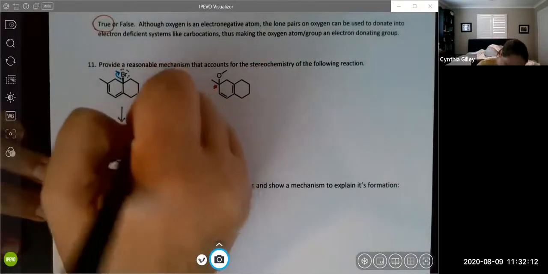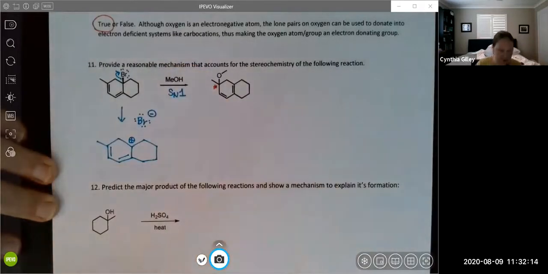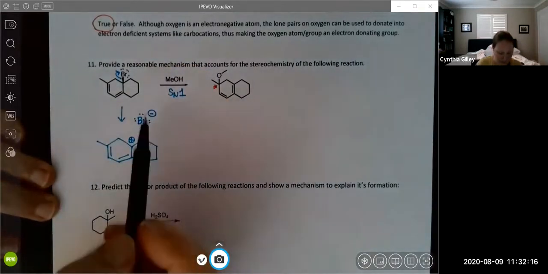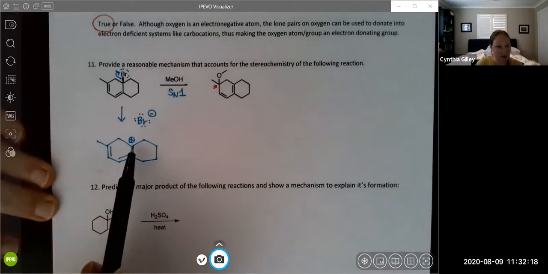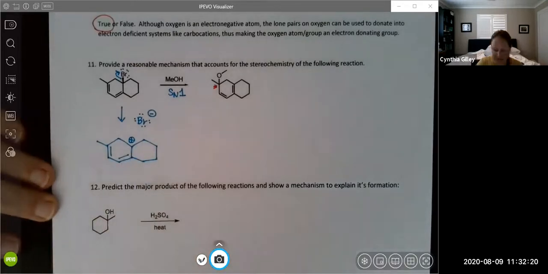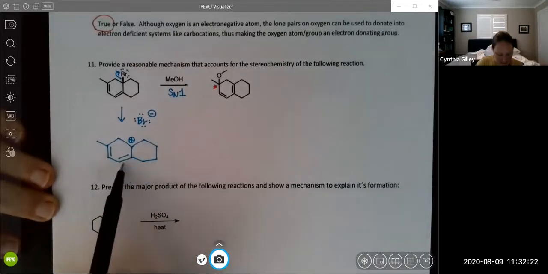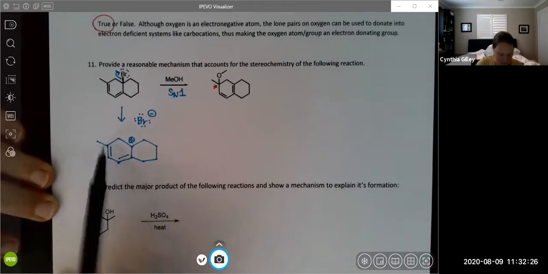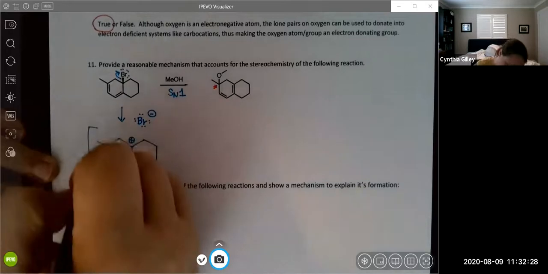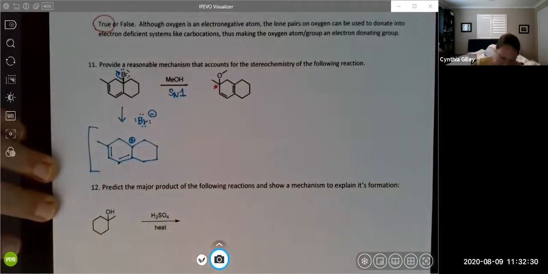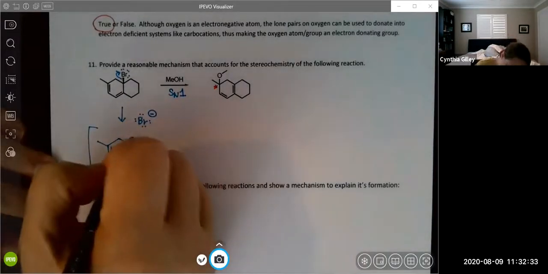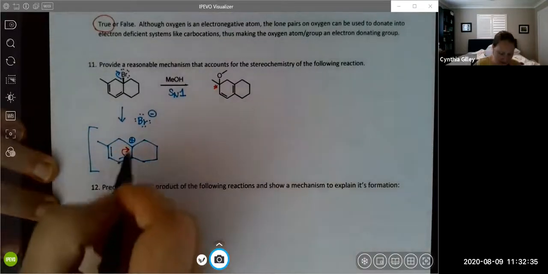And then we just need to draw resonance in order to show that this positive charge is not really localized on this carbon. Instead, it's actually delocalized on this carbon and this carbon. So we can draw a series of resonance contributors now, where the pattern is the allylic positive charge.